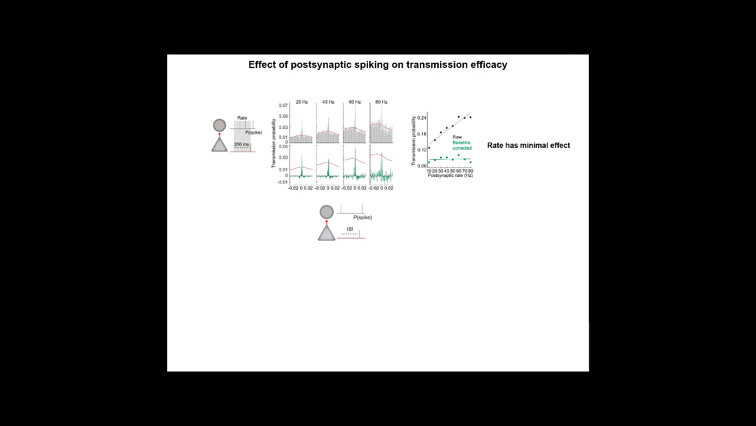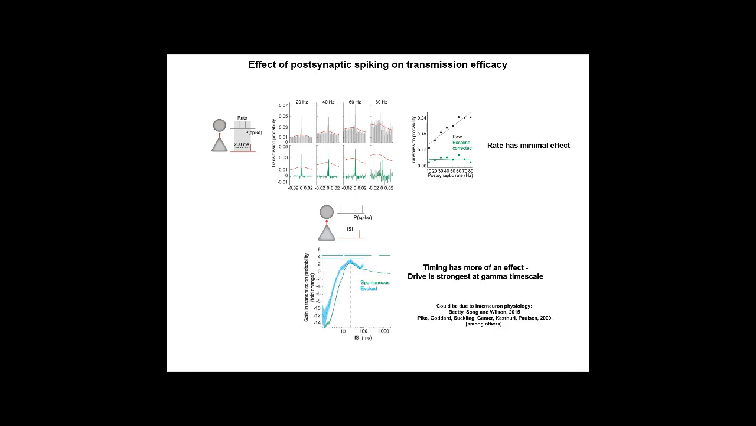Does the probability of you making the interneuron spike change depending on when the interneuron last spiked? Before we looked at when the pyramidal cell last spiked, so its spiking history, but how does the spiking history of the interneuron affect its ability to be made to spike by the pyramidal cell? And it turns out the timing is super important.